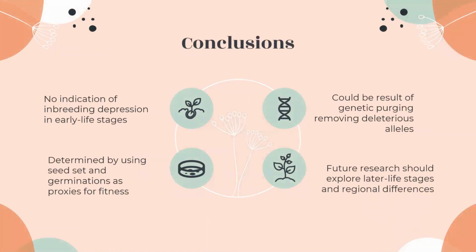So to conclude, there was no indication of inbreeding depression at the early life stages in any of the 3 cattail taxa. This was determined using seed set and germination rate as proxies for fitness and comparing them in inbred and outcrossed individuals. This may be a result of genetic purging, removing deleterious alleles before inbreeding depression could be detected in early life stages, and thus, future research should explore later life stage effects and regional differences to help get a more holistic picture of inbreeding depression in Ontario cattails.